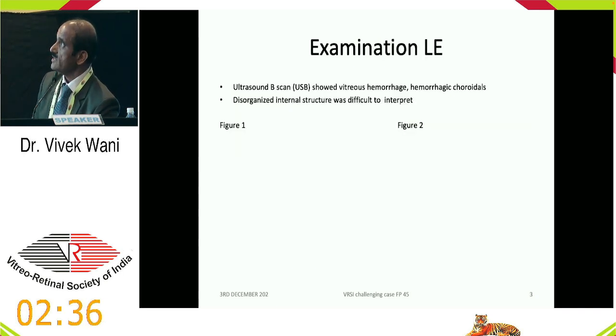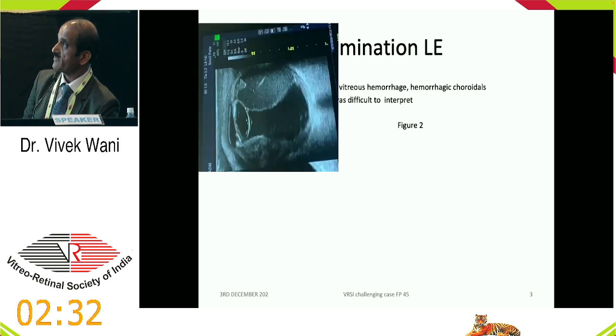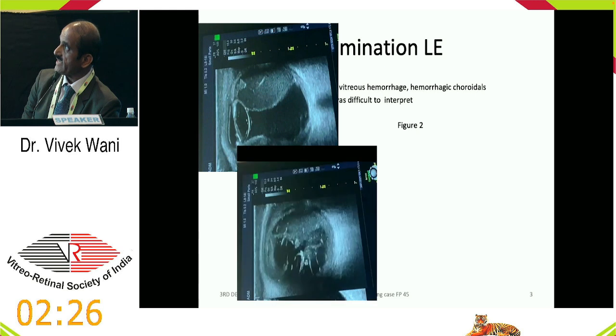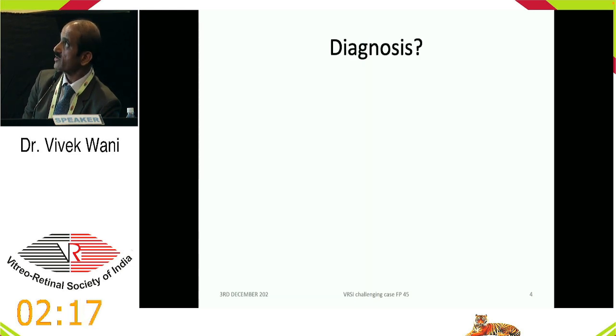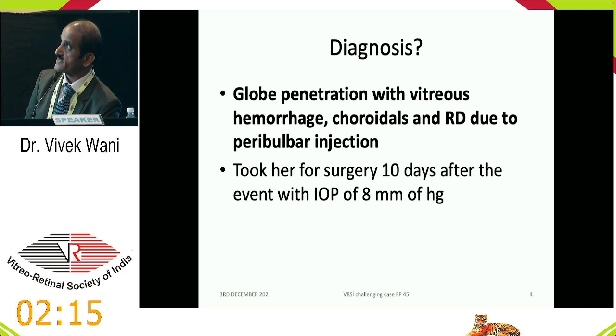So we did ultrasound. It was not in our department, it was in the department of radiology. There was choroidal hemorrhage, choroidal detachment with hemorrhage, and there is a crumpled hyperechoic tissue temporally. Another view showed little disorganized internal structures, and another also confirmed the choroidal detachment and crumpled hyperechoic tissue. So the diagnosis was globe penetration with vitreous hemorrhage, choroidals and RD due to peribulbar injection.